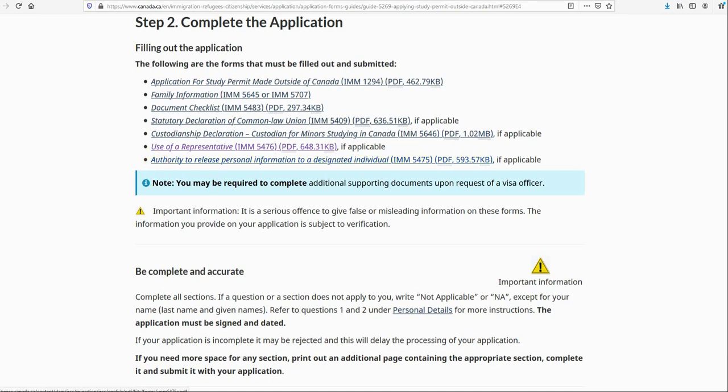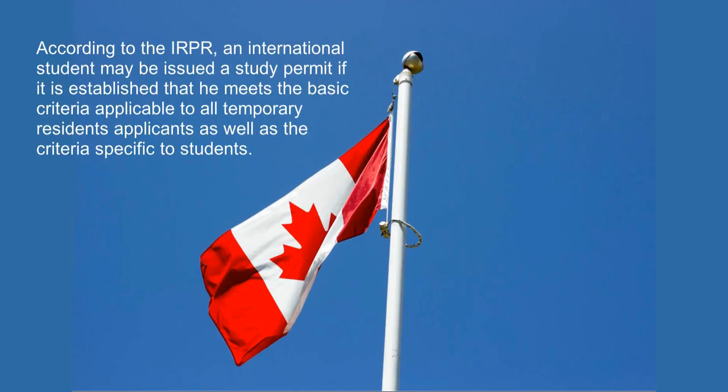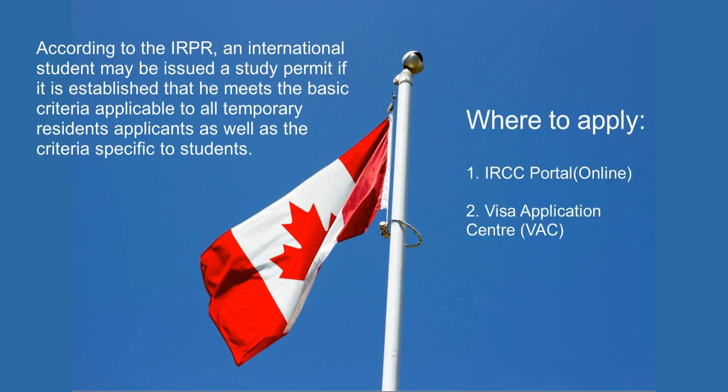According to the Immigration and Refugee Protection Regulations, an international student may be issued a study permit if it is established that he meets the basic criteria applicable to all temporary resident applicants as well as the criteria specific to students. Study permit requests can be made via the IRCC portal online or through a Visa Application Center, or VAC. Officers will consider a variety of factors before deciding whether an applicant qualifies for a study permit.